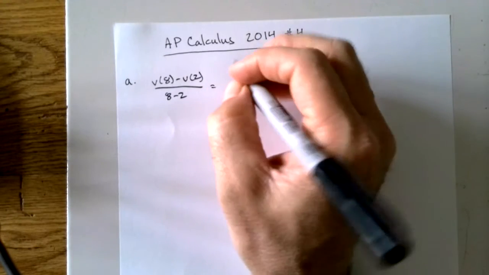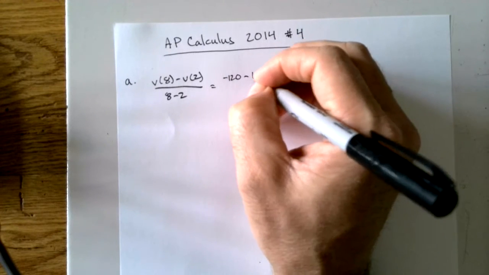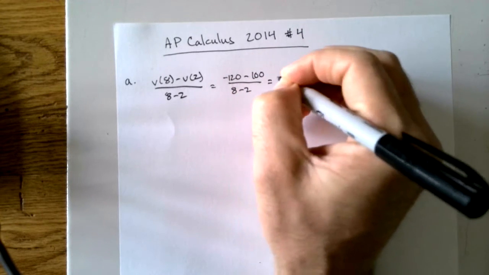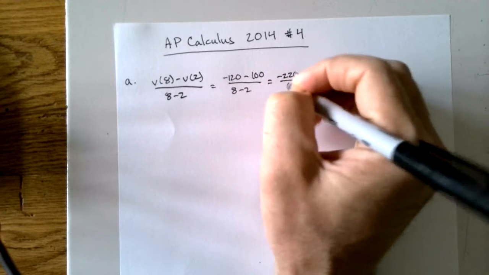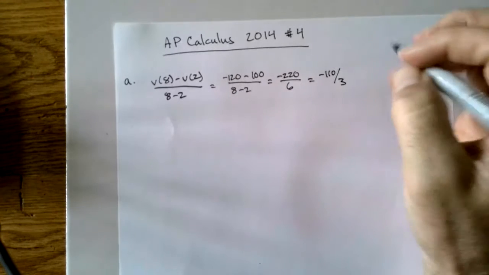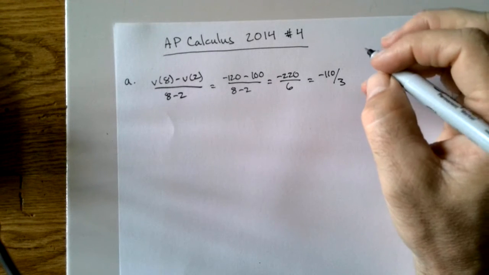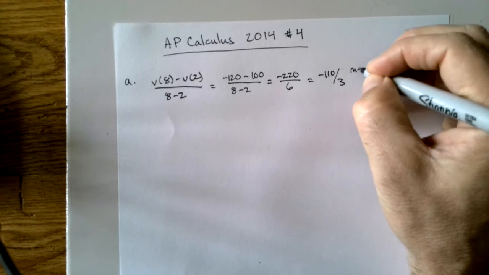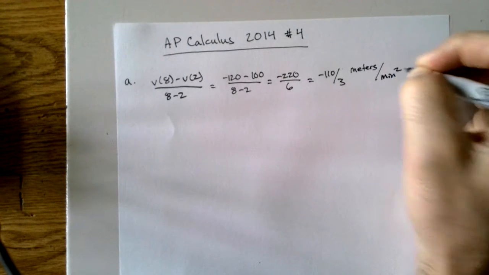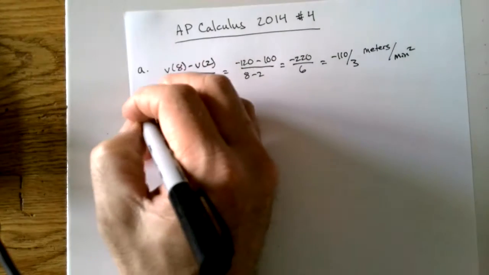And you can see that v of 8 is negative 120, and v of 2 is 100, divided by 8 minus 2. So you get negative 220 over 6, or negative 110 over 3. Now, it says we are traveling in meters, and as this is acceleration, it's per minute squared. Okay, and that's our label. Important to have that label.